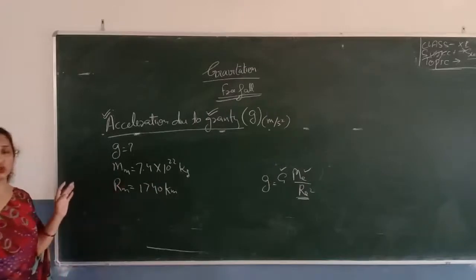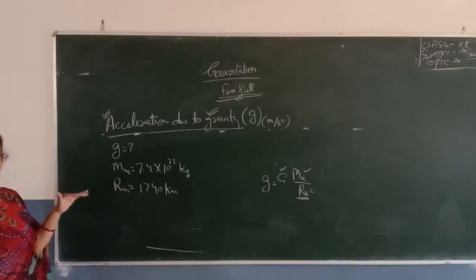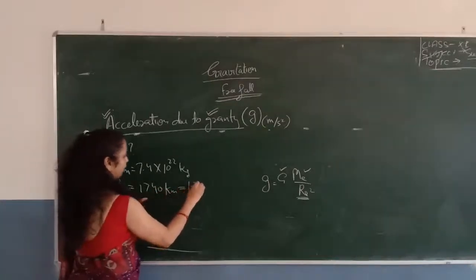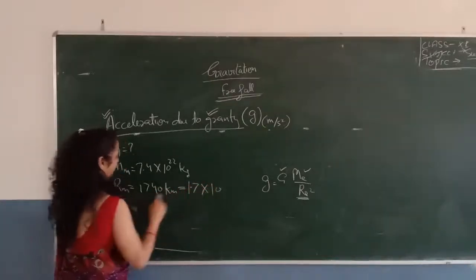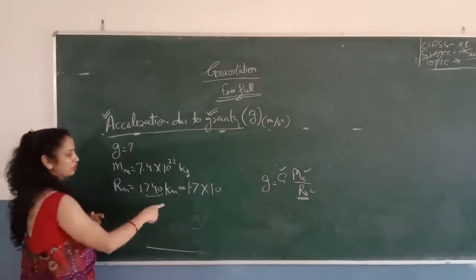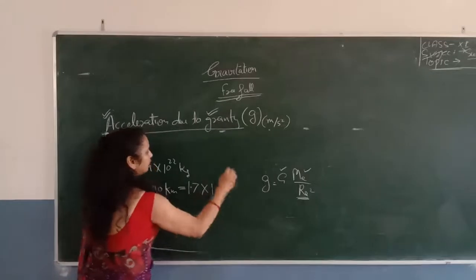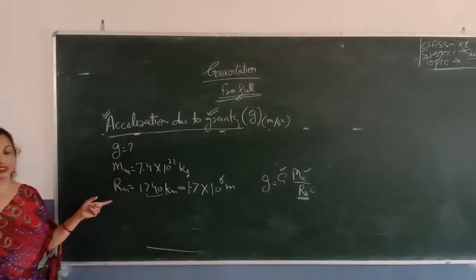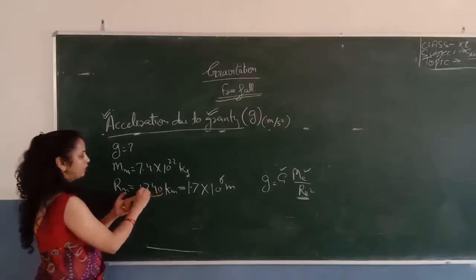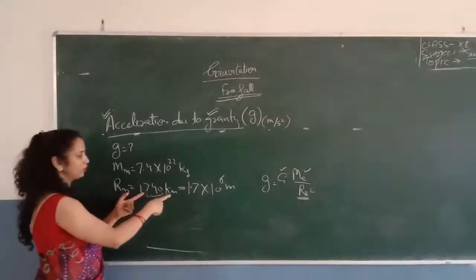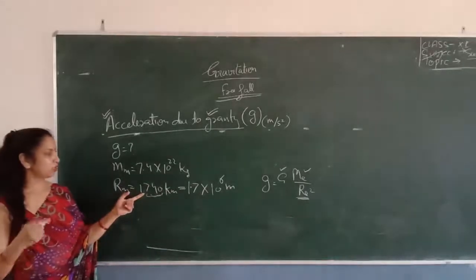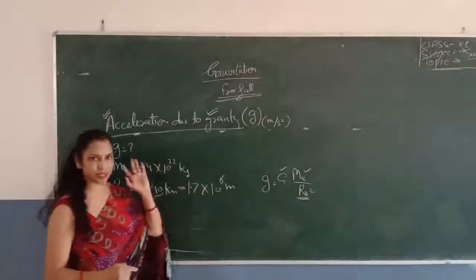Now we have to take this radius in meters, so we will convert it into meters. We can write it like 1.74 × 10^3 kilometers, which is 1.7 × 10^6 meters. This is the radius of the moon. To convert kilometers to meters, we have to multiply by 1000. So with 1000, it becomes 10^6 meters.